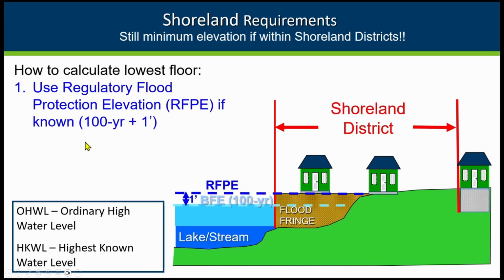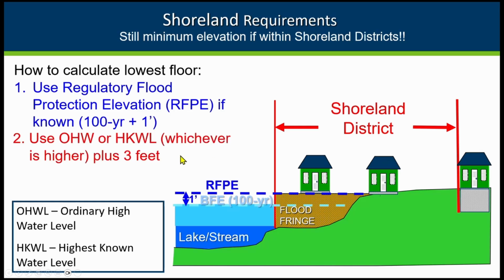foot of freeboard. If we don't have the regulatory flood protection elevation or the BFE determined, what our shoreland management rules say is you use the ordinary high water level, which is the official boundary of the basin, or the highest known water level plus 3 feet. So that's going to be your minimum elevation if you don't know the base flood elevation and have the RFPE. Since this minimum elevation includes a foot of freeboard, we say that our BFE estimate would be 2 feet above the ordinary high or highest known water level.